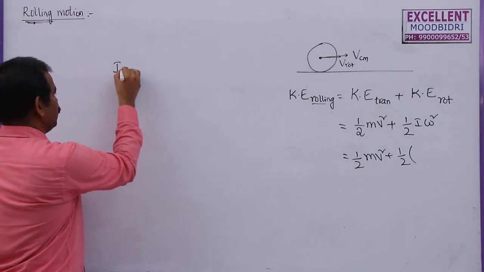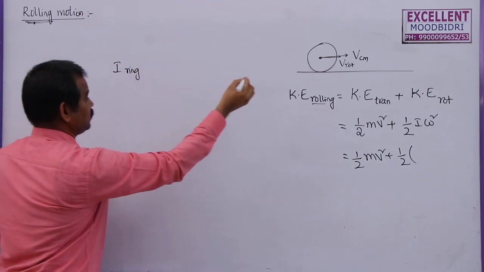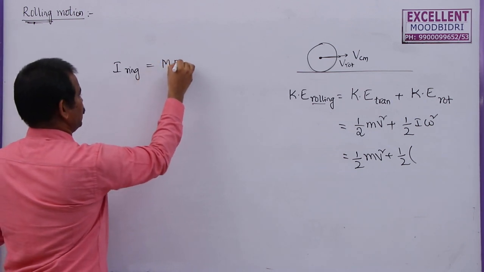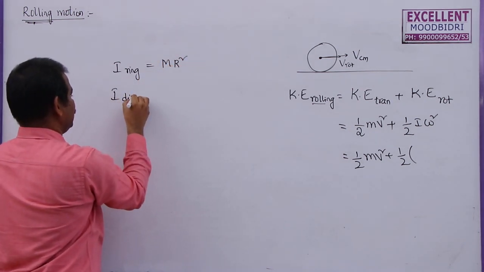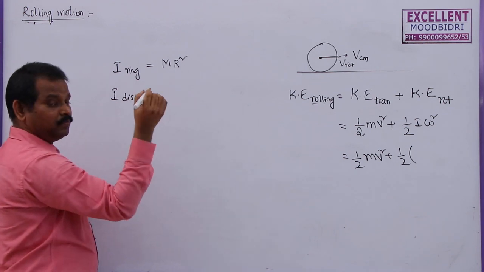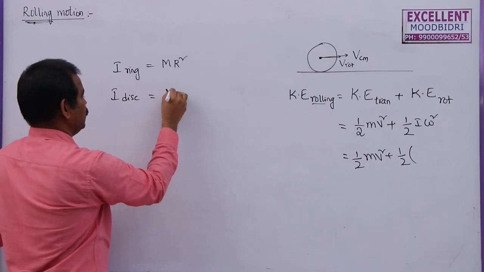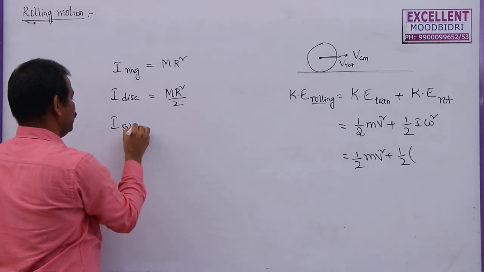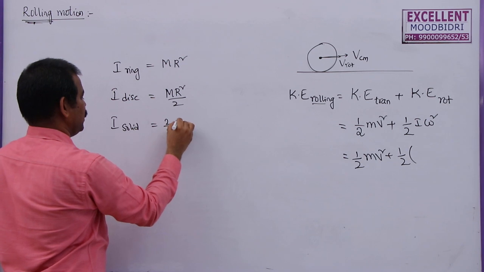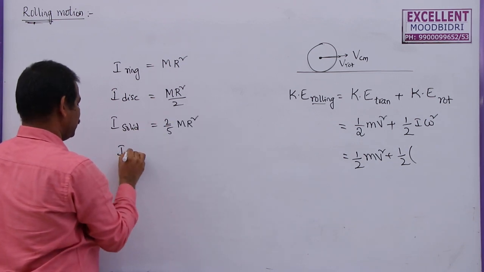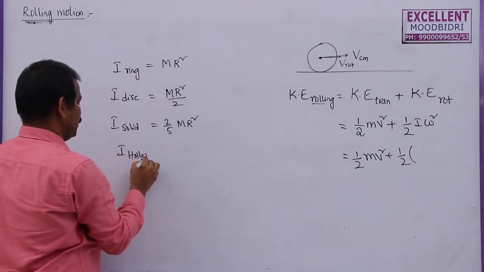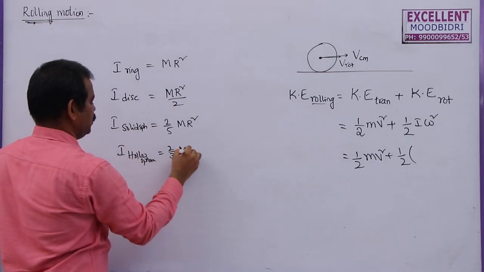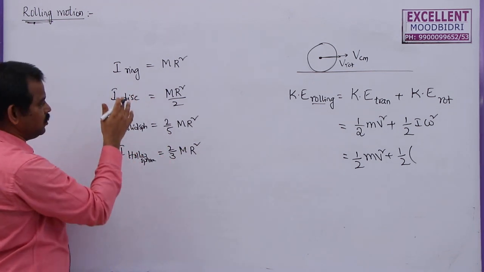So let me write the moment of inertia about the axis passing through the center and perpendicular to the plane. For a ring, this is mr square. Moment of inertia of a disc about the center of mass, perpendicular to the plane, is mr square by 2. Moment of inertia of a solid sphere is 2 by 5 mr square. For a hollow sphere, it is 2 by 3 mr square. So these are the different formulas.